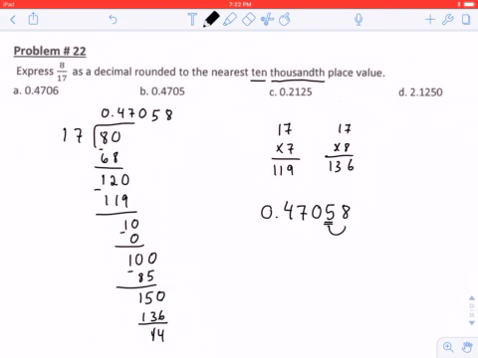When we look to the right side of the 5, we have an 8. 8 is bigger than 5. That's why this 5 becomes a 6. When we round, this is 0.4706. Now our answer is the first one, right?